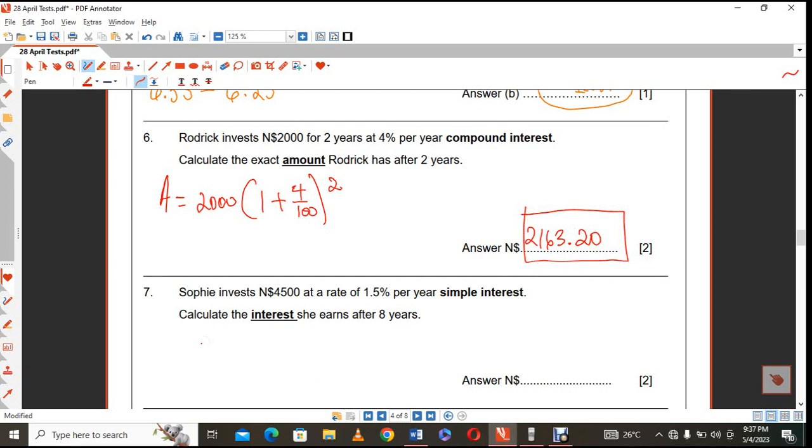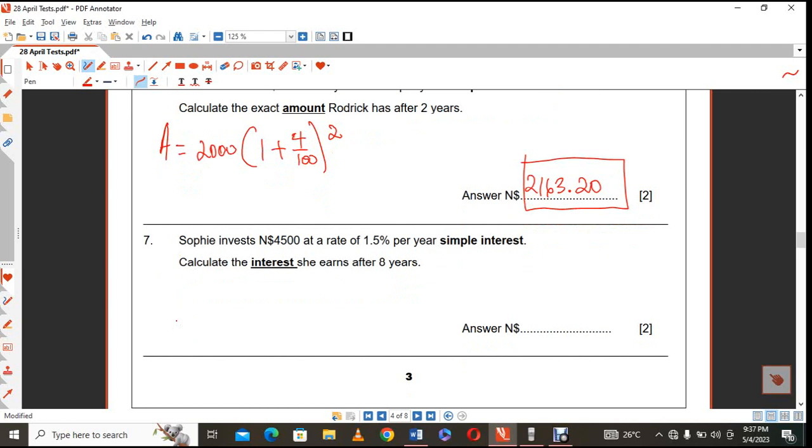Question 7 is asking for simple interest. So Sophie invests. So please make sure you understand the formula for simple interest.